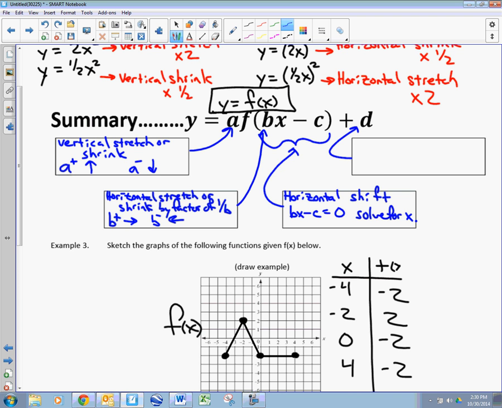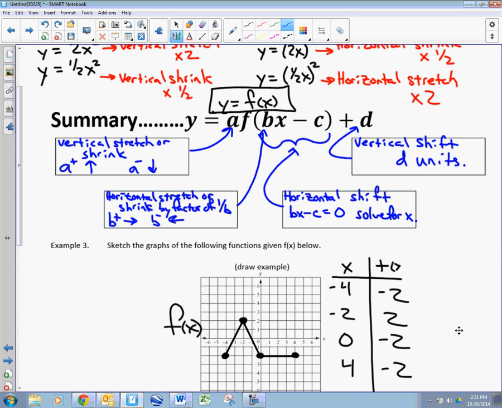Is this d on the outside or inside? So is it vertical or horizontal? Vertical shift. If it's plus 3, it's up 3. If it's minus 4, it's down 4. That's all there is to it.